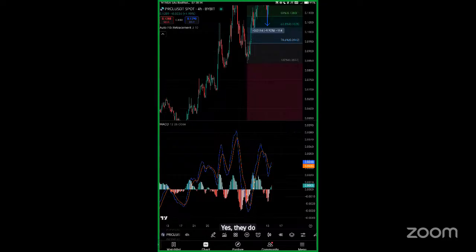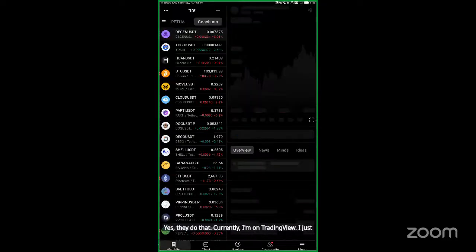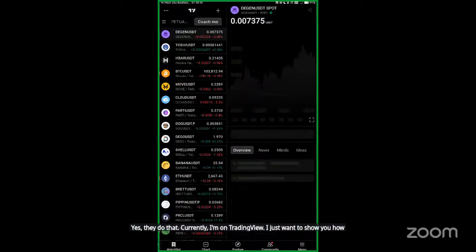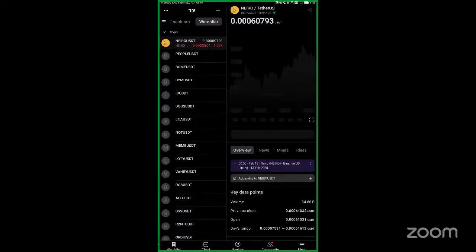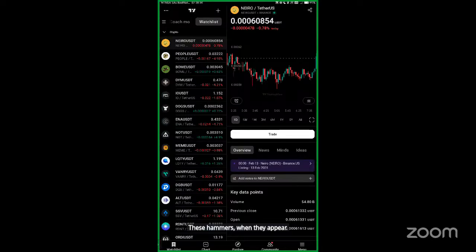Currently, I'm on TradingView. I just want to show you how these hammers appear, when they appear.